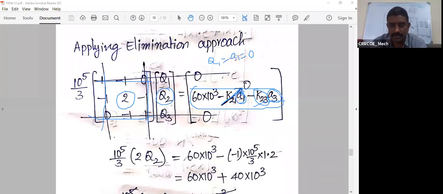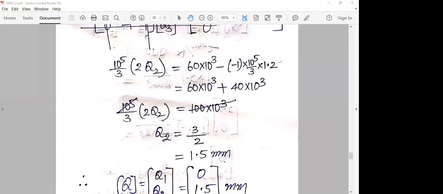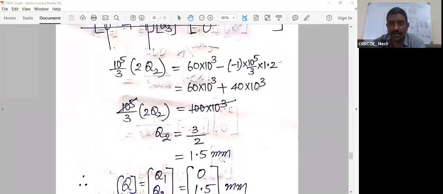So 60 into 10 cube minus 1 into K23 value. K23 is minus 1 into 10 power 5 by 3, times 1.2. Okay, so minus into minus is plus. 60 kilonewtons plus 40 kilonewtons, so therefore 100 kilonewtons, 100 into 10 cube. So 100 into 10 cube is 10 power 5. This one and this one you cancel.